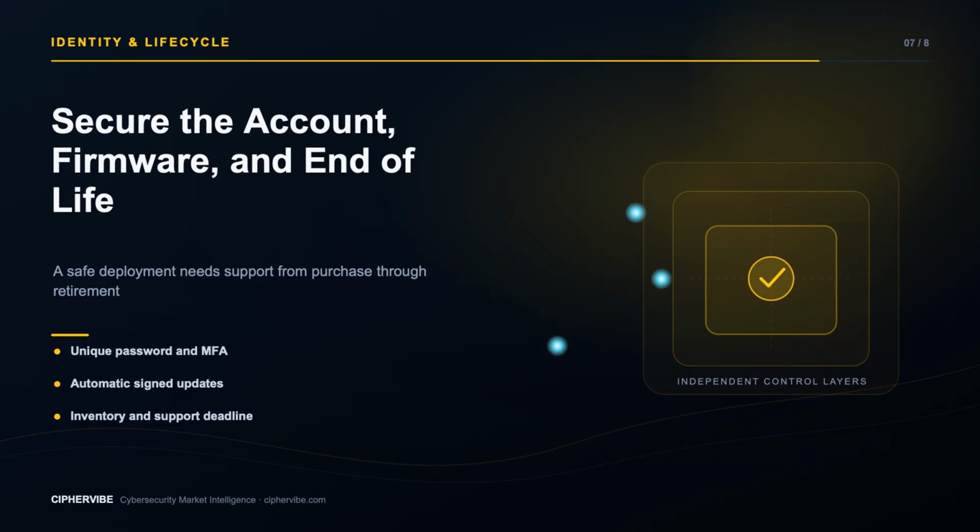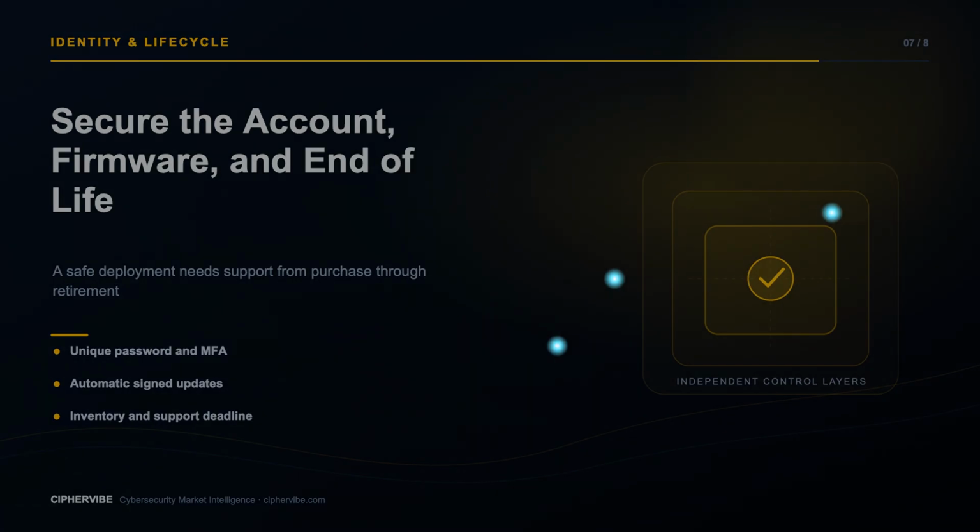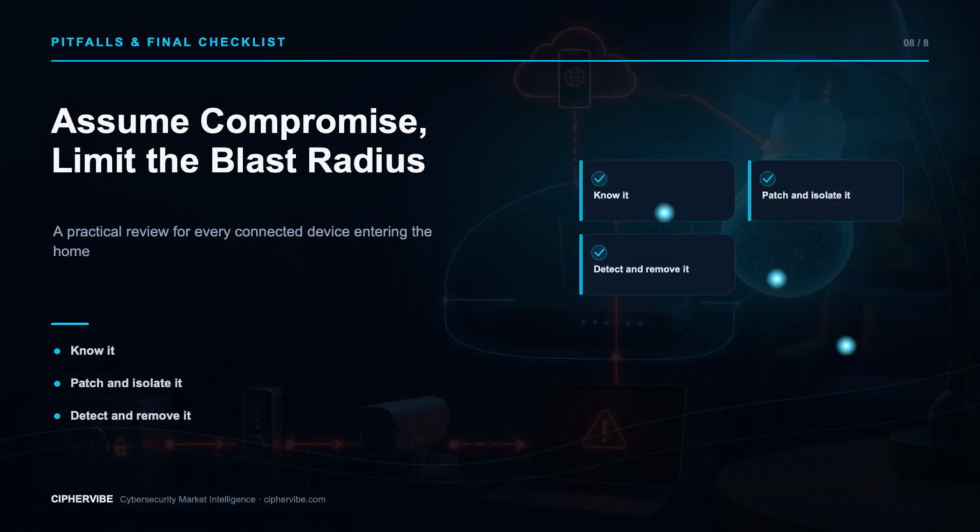Maintain a small inventory: product, model, location, network zone, account owner, firmware state, and support end date. When support ends, replace the device or isolate it more aggressively. Before resale or disposal, remove the device from the account, revoke integrations, factory reset it, and confirm that cloud-side data and access are deleted. Finish with the checklist.